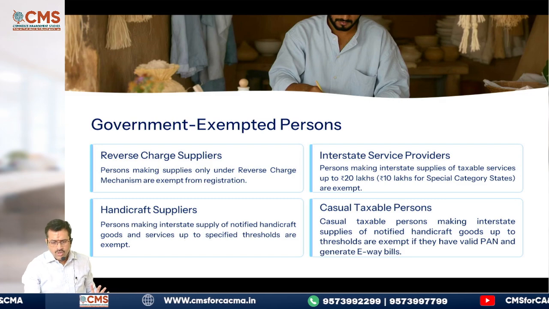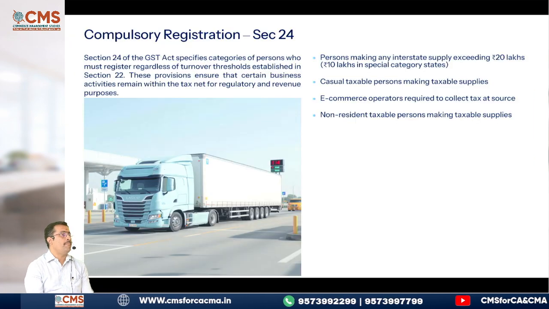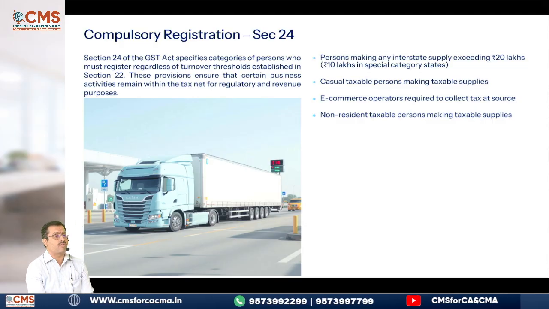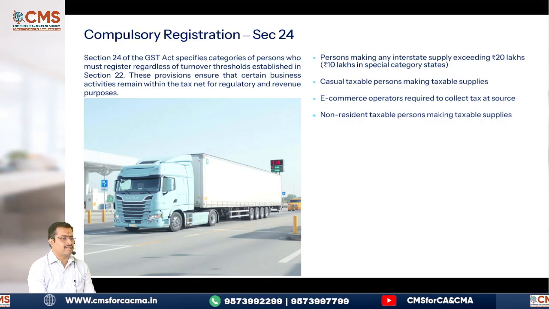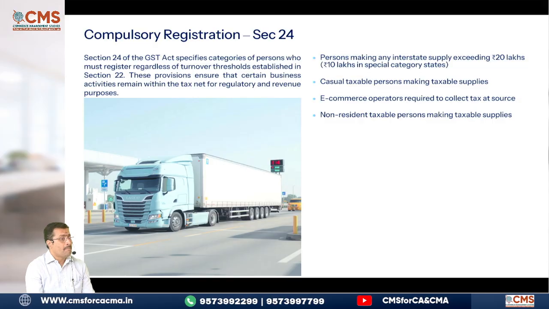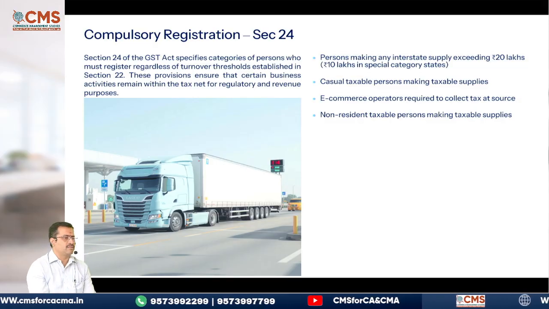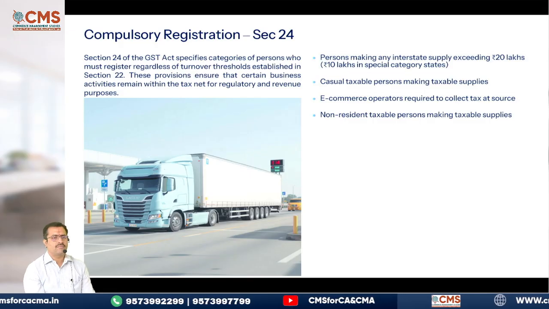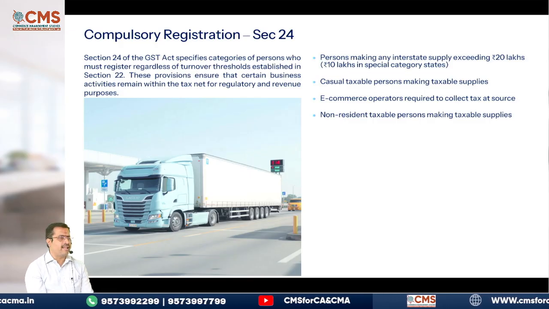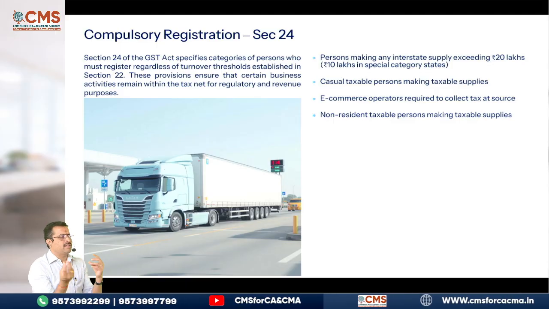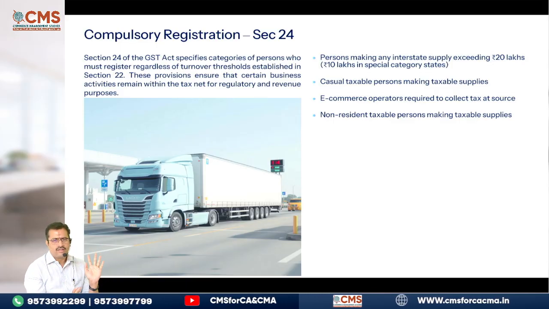Understood? Then, who are the persons who are compulsorily required to get themselves registered? Now that is what section 24 I have mentioned. Compulsory registration. Who are the persons who are mandatorily supposed to get themselves registered? On the right side, if you see, you have persons making interstate supplies exceeding 20 lakhs. That is what the government gave exemption only up to 20. Once it exceeds 20, mandatorily you have to get yourself registered.